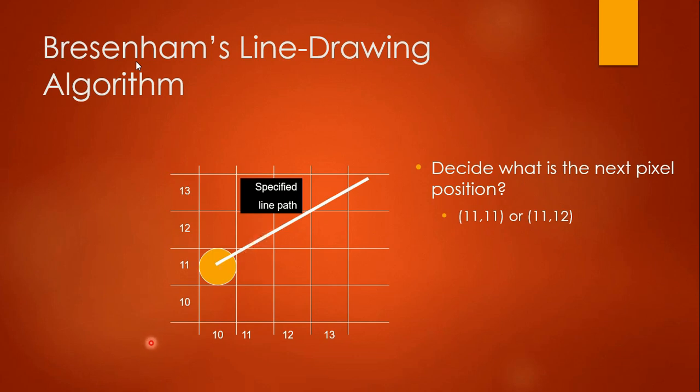Okay, so whether to take this as the next pixel on the screen or this pixel on the screen, that is decided by the algorithm. Okay, so for this decision, there will be a decision point or a decision variable to represent the pixel in the right position, whether to represent it below or above.